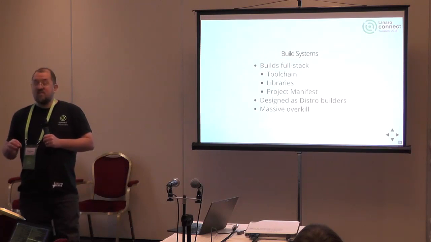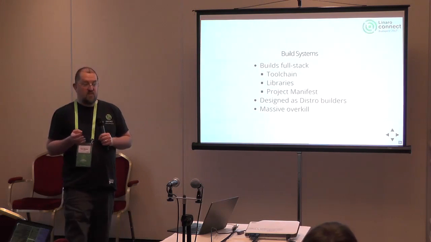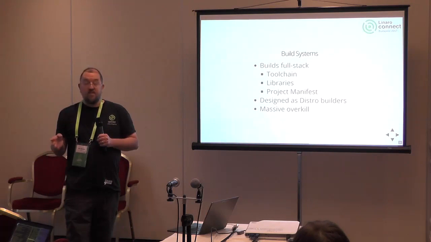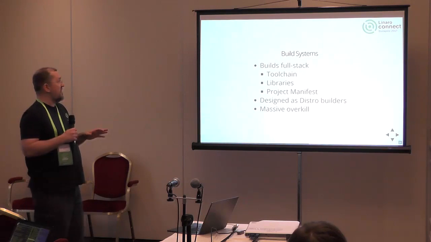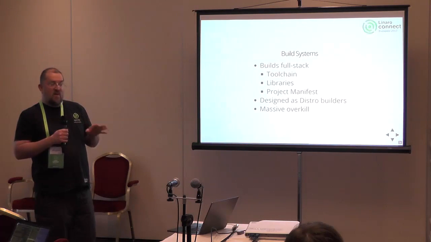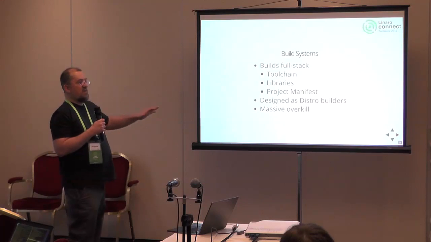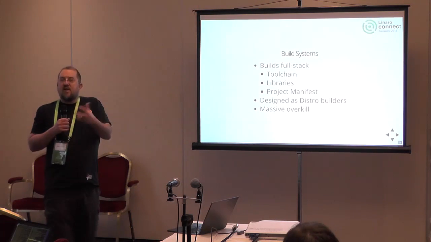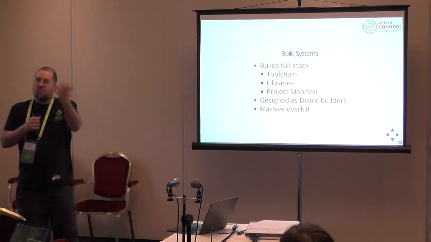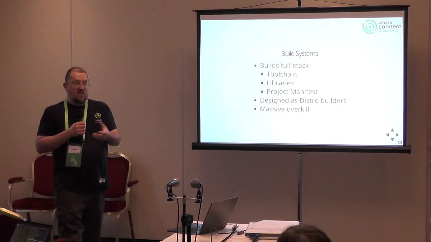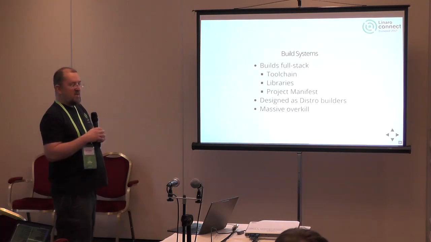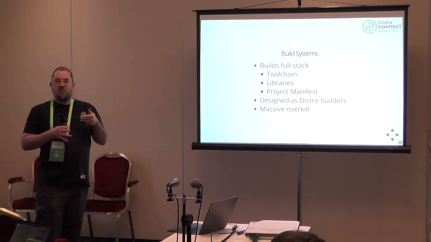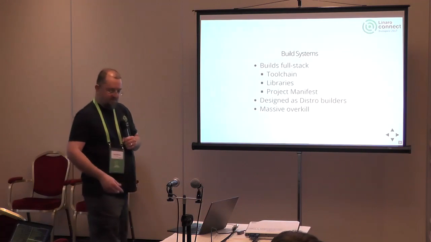At the other end of the scale, you've got the full-blown embedded build system. Examples of this include Buildroot and OpenEmbedded. While they're excellent at what they do, they are usually building a full stack. So they will start by building a toolchain, building all the system libraries, and then usually they have some sort of project manifest and they will build all the user space that you want to have in that particular build. They're basically aimed at building a full distribution, and they're massive overkill if all you want to do is build a small little test case.